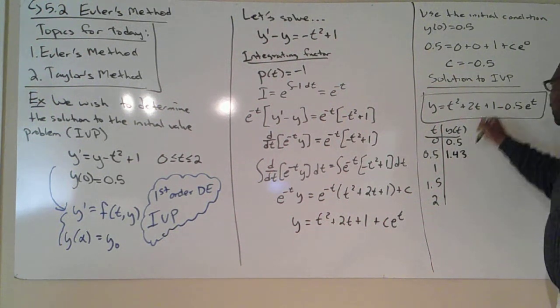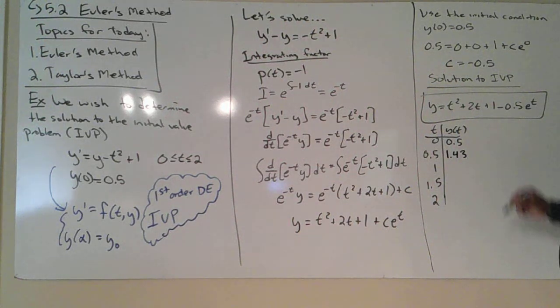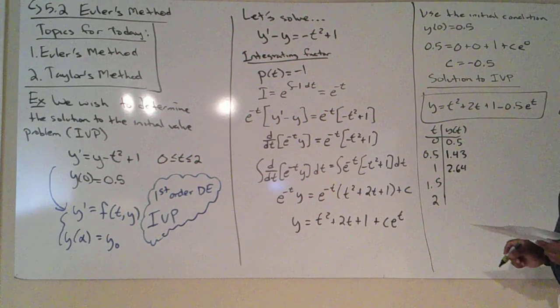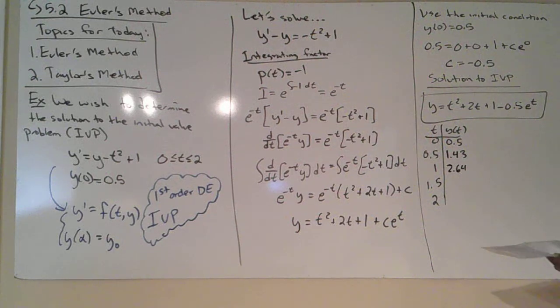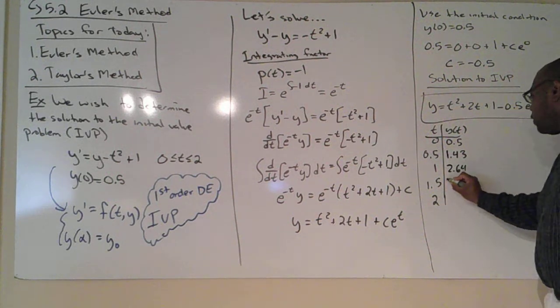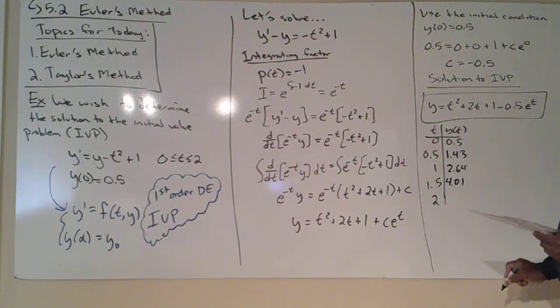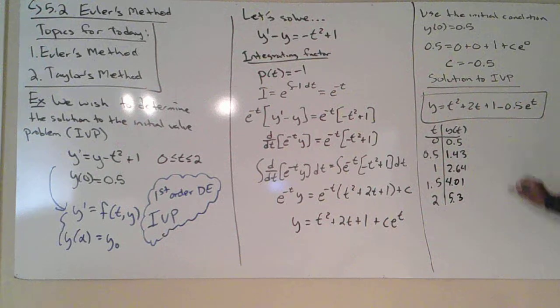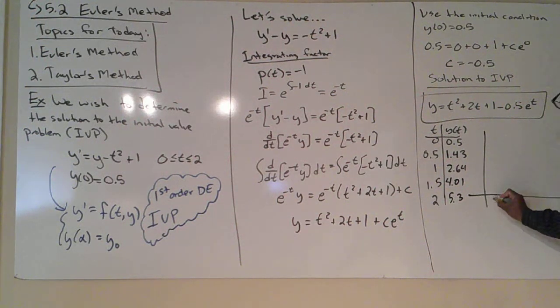So the function I'm talking about here is my solution that I have right here. If I plug t equal 1 into the function, I get 2.64. If I plug 1.5 into the function, I get 4.01. If I plug 2 into the function, I get 5.3. Right? And now I can graph this. I have a little bit of space here. I can graph this.